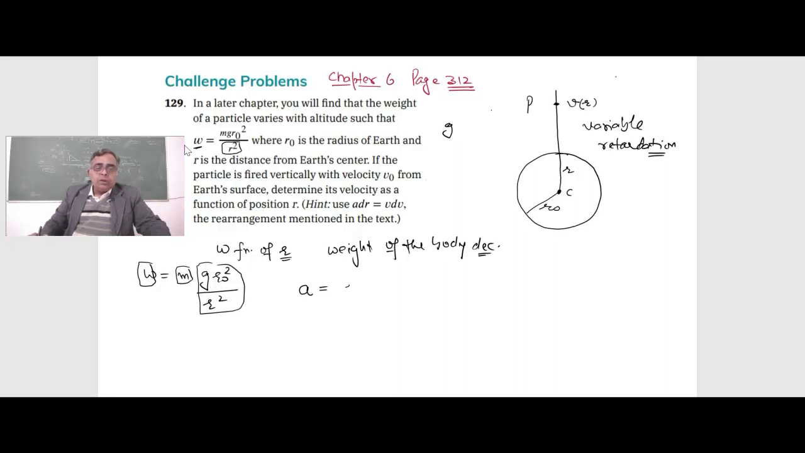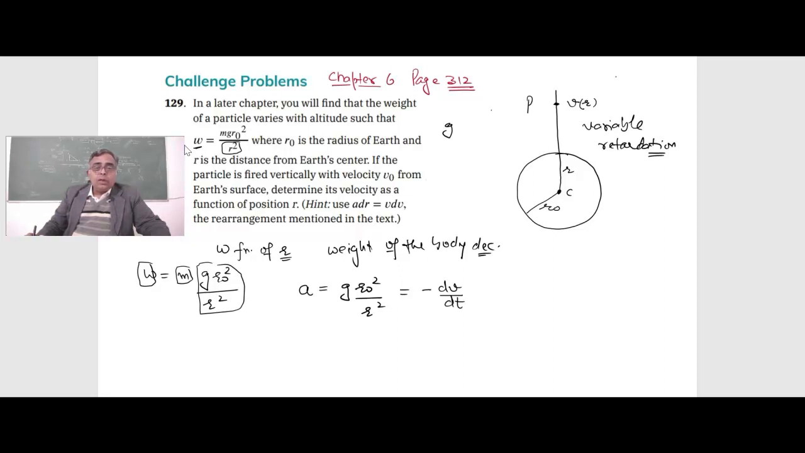Its value is given as g r naught square by r square, and we also know that this acceleration is equal to minus dv by dt. Why have we put minus? Because it is a retardation. So acceleration or retardation is the rate of change of velocity.